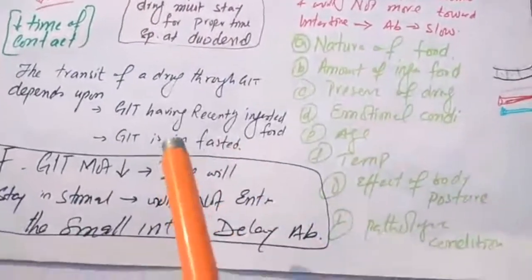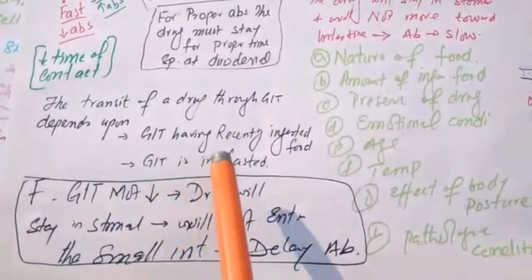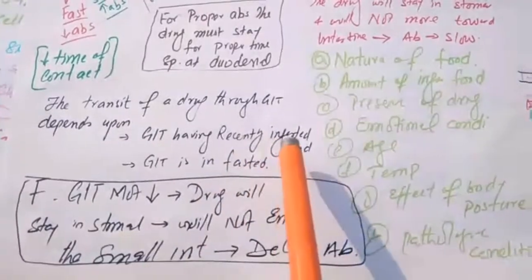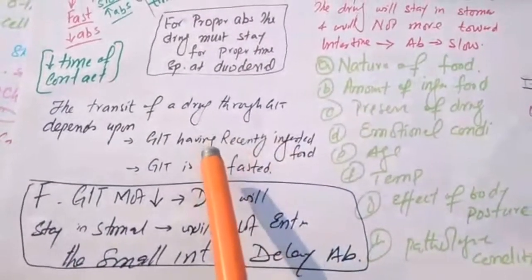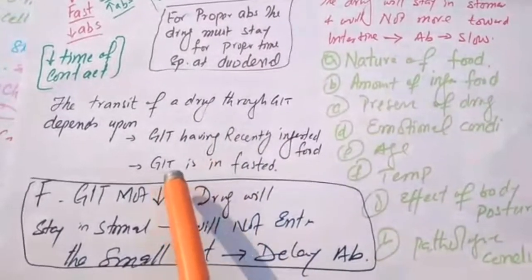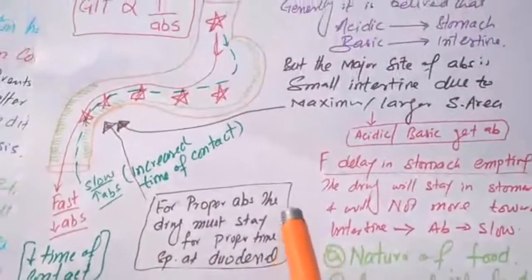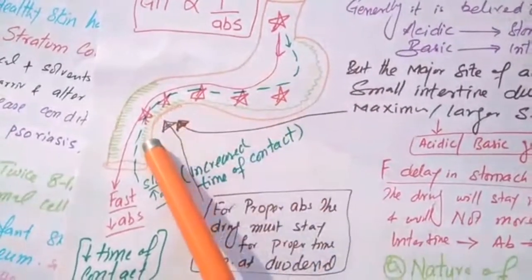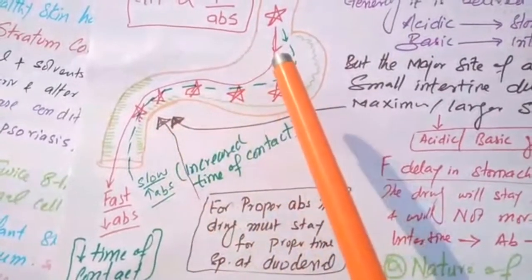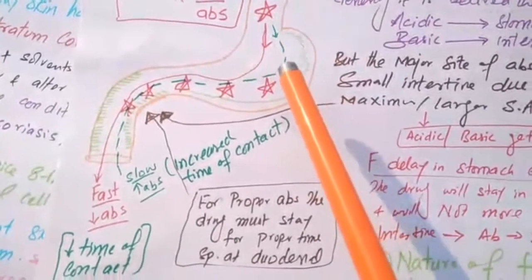The transit of drug through the GIT, the motility, also depends upon the food recently ingested found in the stomach, or whether the stomach is fasted. Normally the fasted GIT leads to more absorption. This is a normal phenomenon, but this is not the exact mechanism.